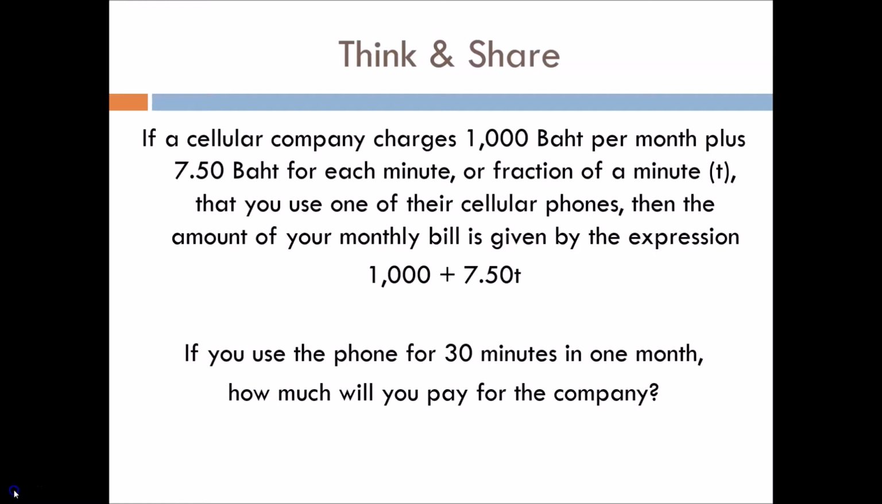Okay, go. If a cellular company charges 1,000 baht per month plus 7.50 baht for each minute, or a fraction of a minute, t, that you use one of their cellular phones, then the amount of your monthly bill is given by the expression 1,000 plus 7.50t. Let's say you use the phone for 30 minutes in 1 month. How much will you pay the company? So you may pause the video to solve the problem.